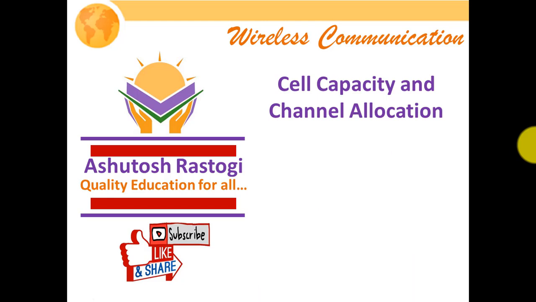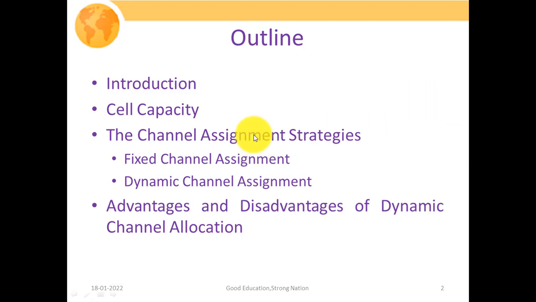Anyways, today in this particular lecture, we're going to discuss your cellular capacity and various channel allocation mechanisms. So these are the outlines. We're going to start with the introduction, where we will describe whatever we have studied in our last lecture. Then we're going to define cellular capacity and try to get some mathematical formula for evaluating the same. Then we're going to discuss the various channel assignment strategies, that is, how we will allocate frequency bands to the users in order to accomplish their communication.